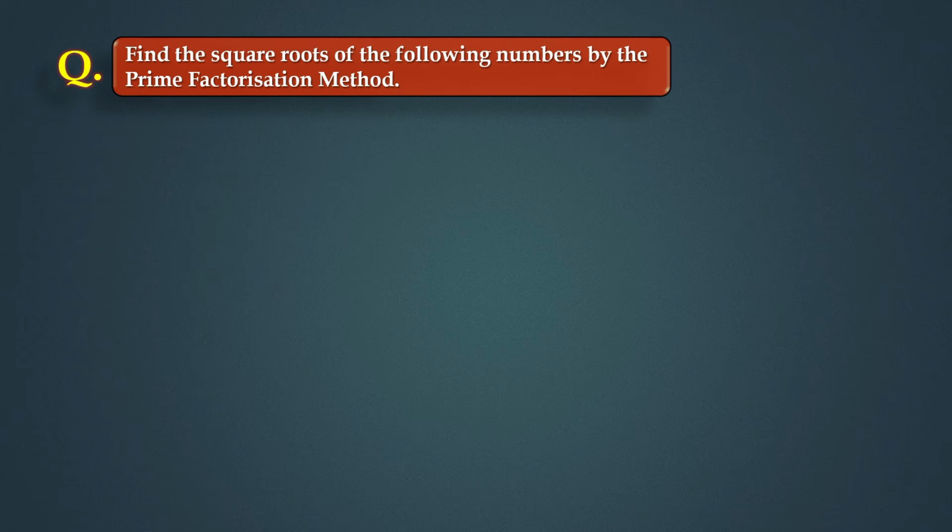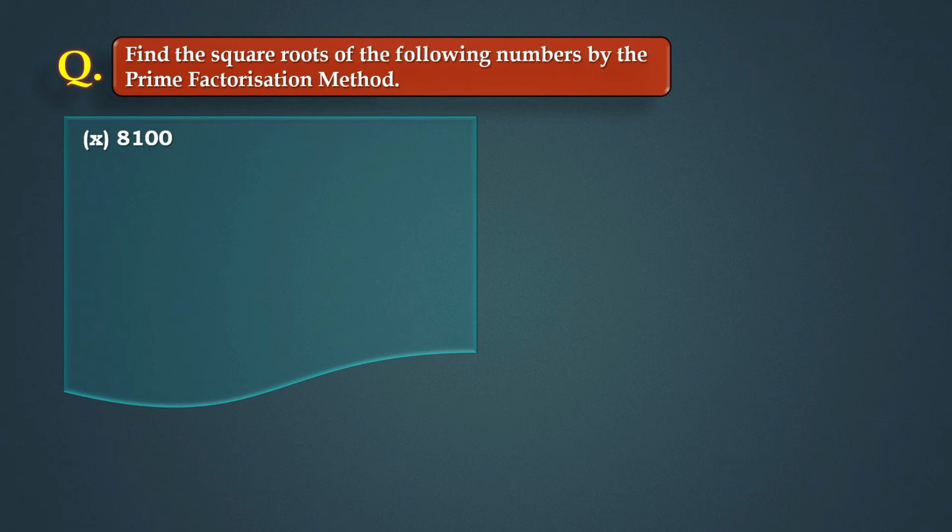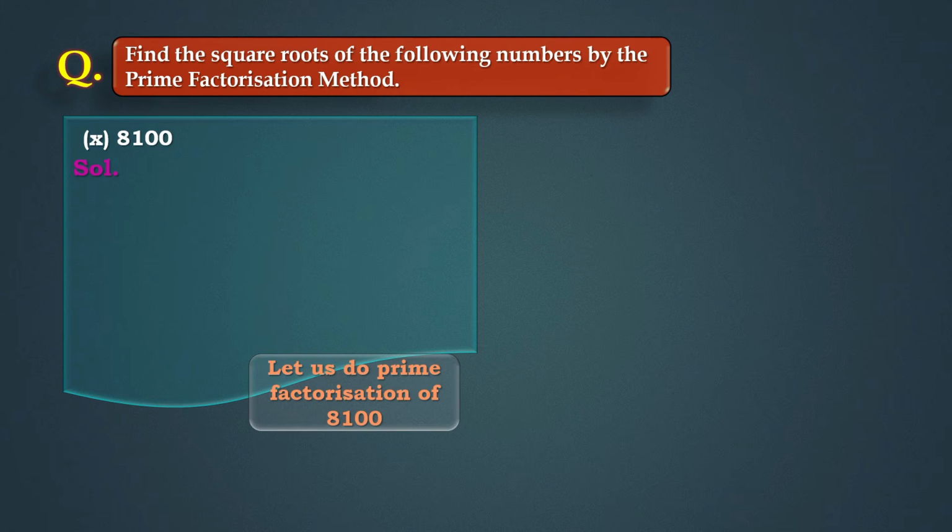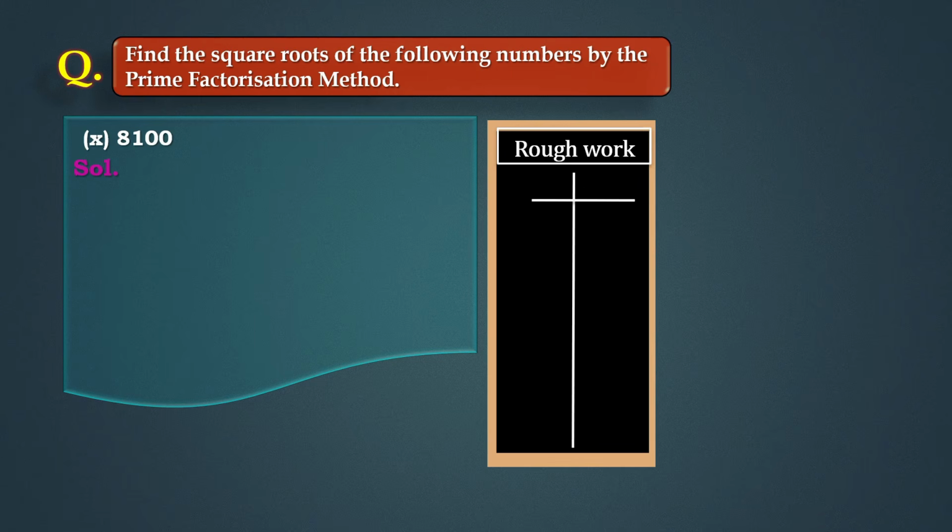Now students, let us solve the next example using the prime factorization method. We are given the number 8100. First, we will find its prime factors. We begin dividing the number by the smallest prime number, which is 2. 8100 divided by 2 gives 4050. 4050 divided by 2 gives 2025.